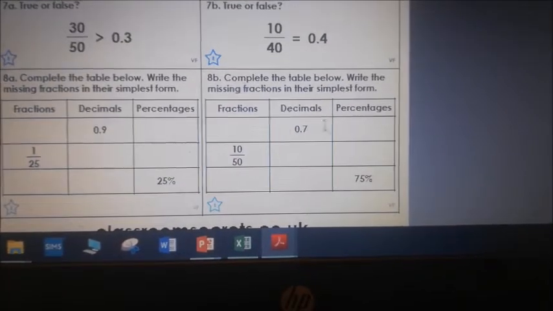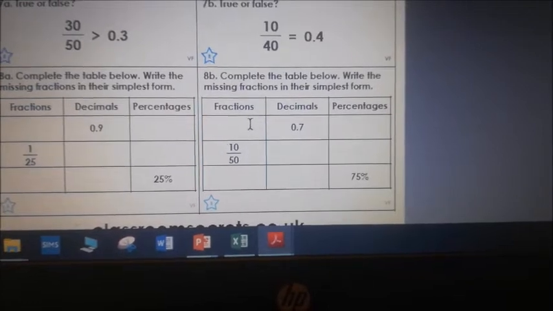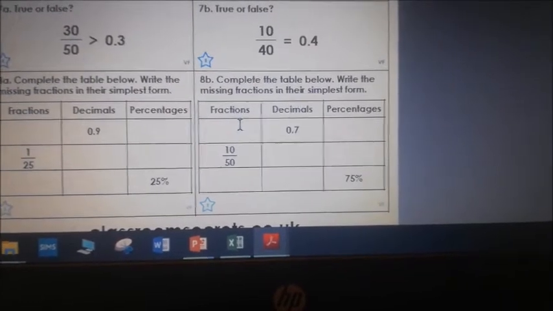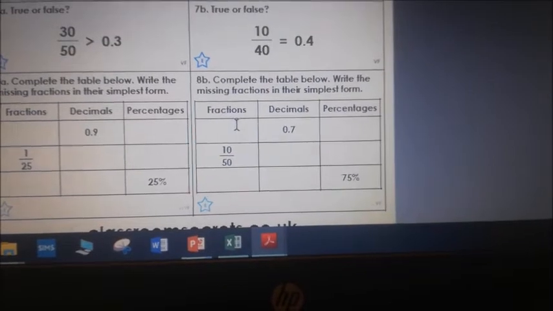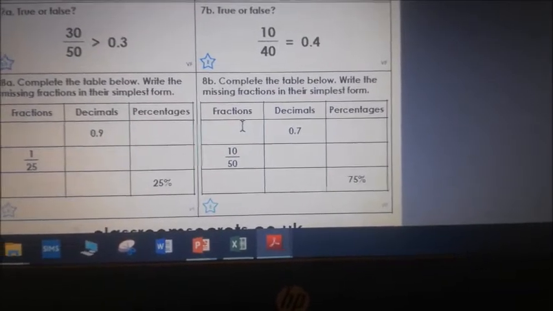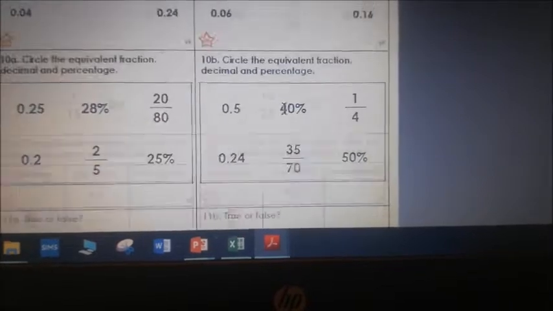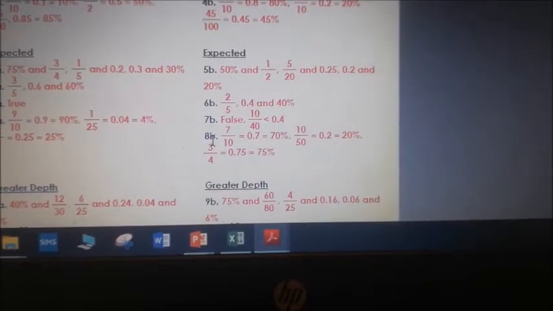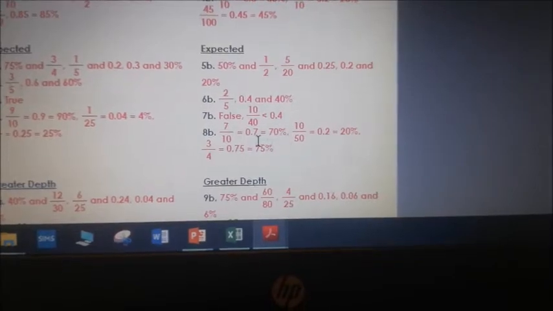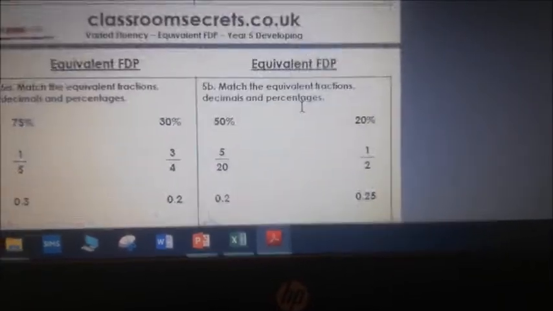And then complete the table below. Write the missing fractions. 0.7 as decimal. What's that as a fraction? Put it in any form. Okay, if the answer says that it's slightly different, have a look at yours. See if you've just got it in a slightly different form. Now, if we scroll down here, 5B, 6B, 7B, 8B, there are the answers. Okay, so make sure you're marking those after.